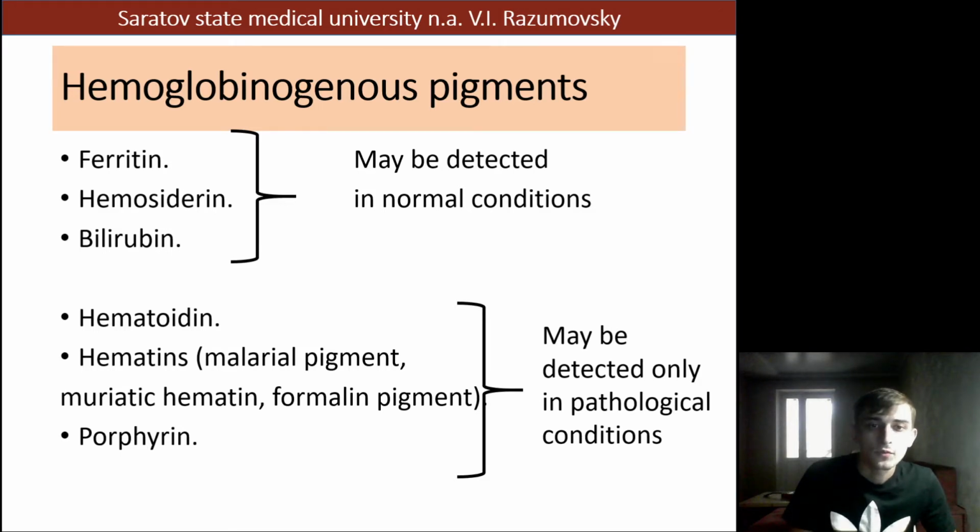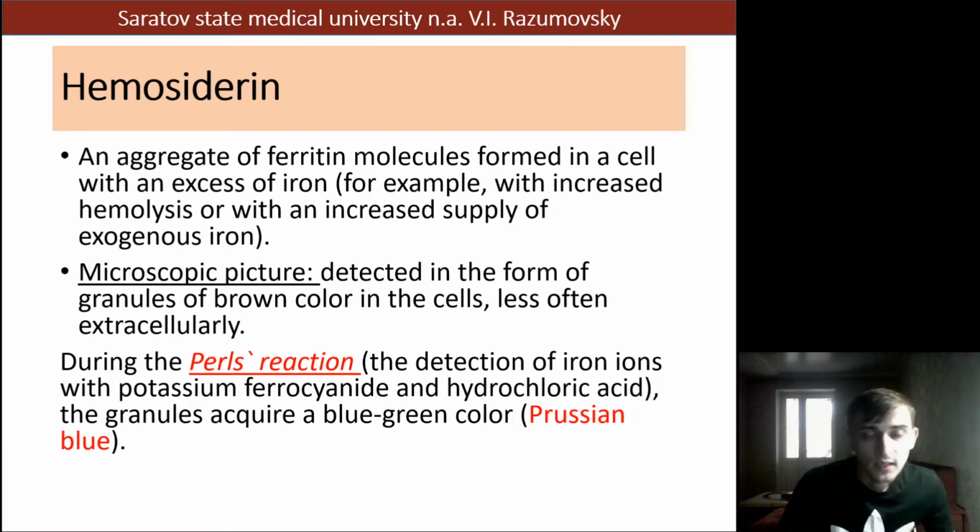Let's start from hemosiderin. Hemosiderin is an aggregate of ferritin molecules which is formed in a cell with excess of iron, for example, with increased hemolysis or with increased supply of oxygenous iron. Macroscopic picture: we may detect it in the form of granules of brown color in cells. Less often there is extracellular localization of this pigment.